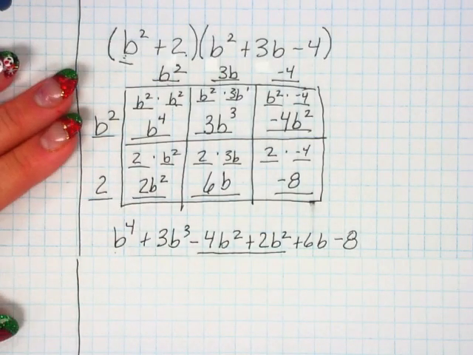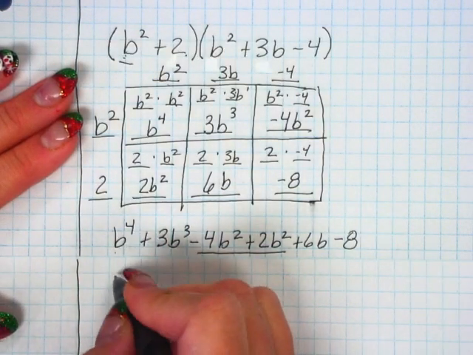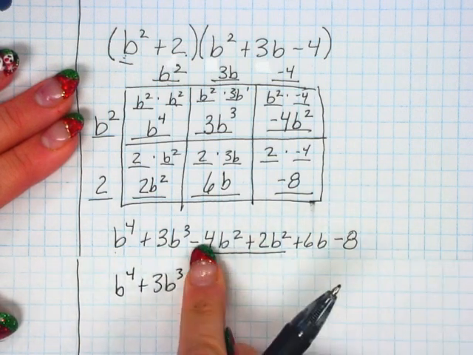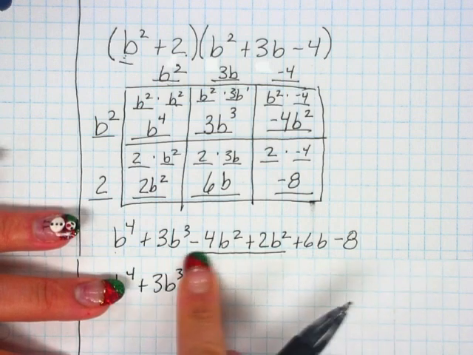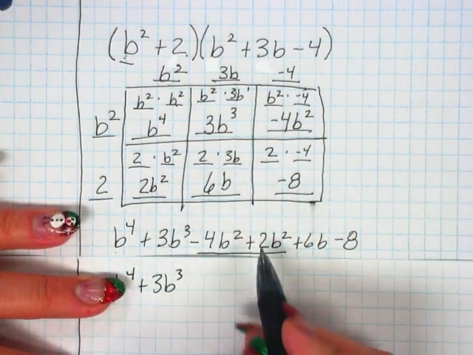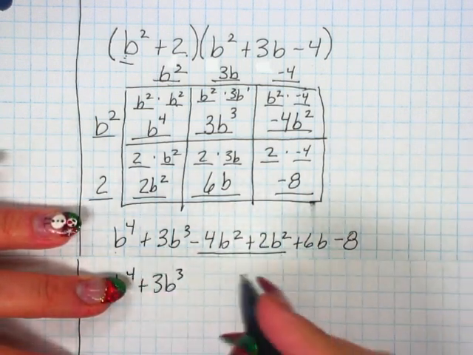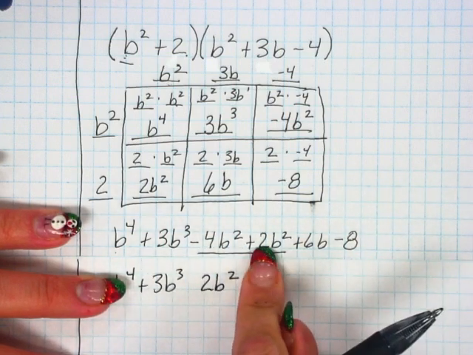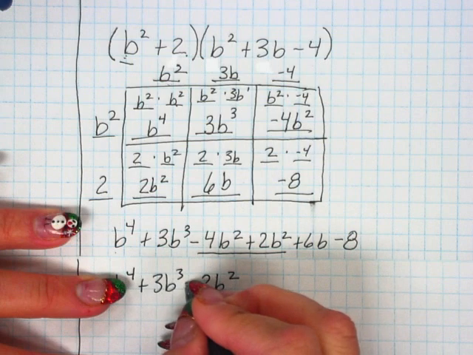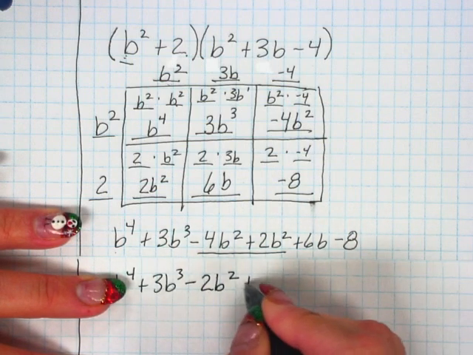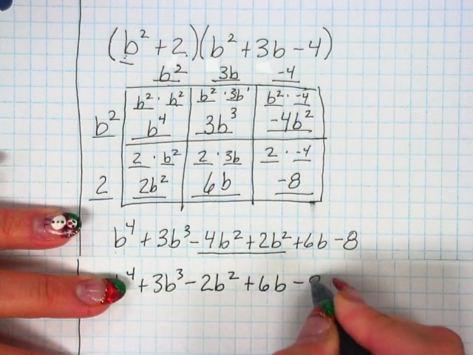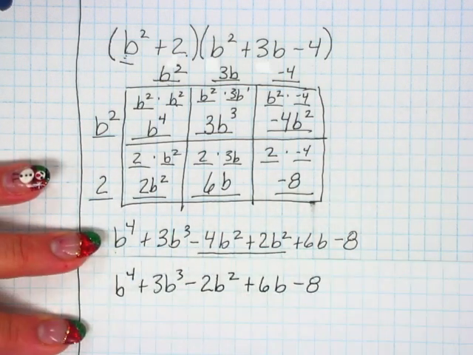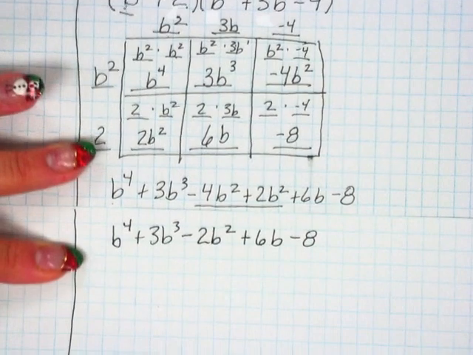All right, so now let's collect our like terms. So we have b to the fourth plus 3b to the third, negative 4 and positive 2b squared. So there's 1 positive, 1 negative, subtract them. 4 is a larger number than 2, and 4 is negative. So my answer is negative plus 6b minus 8. Okay. All right, let's try another problem.